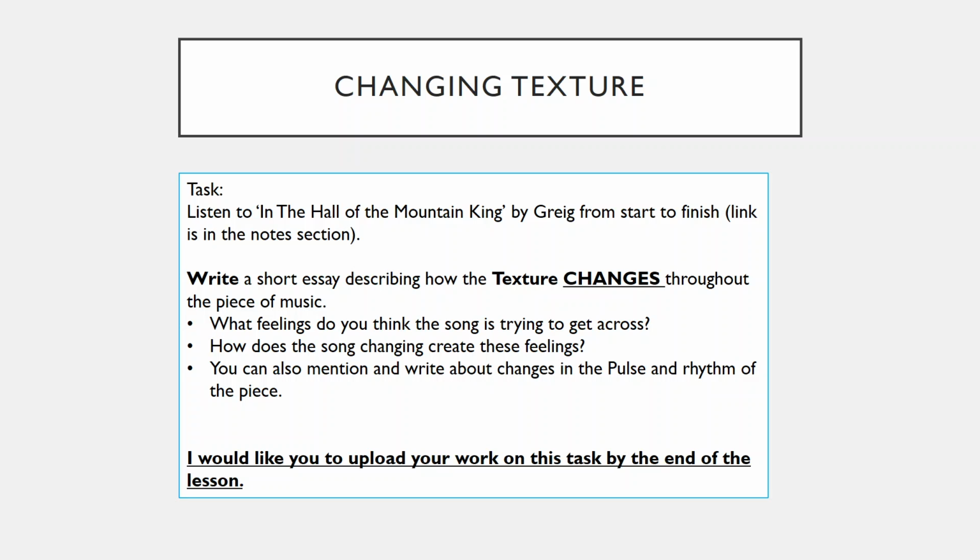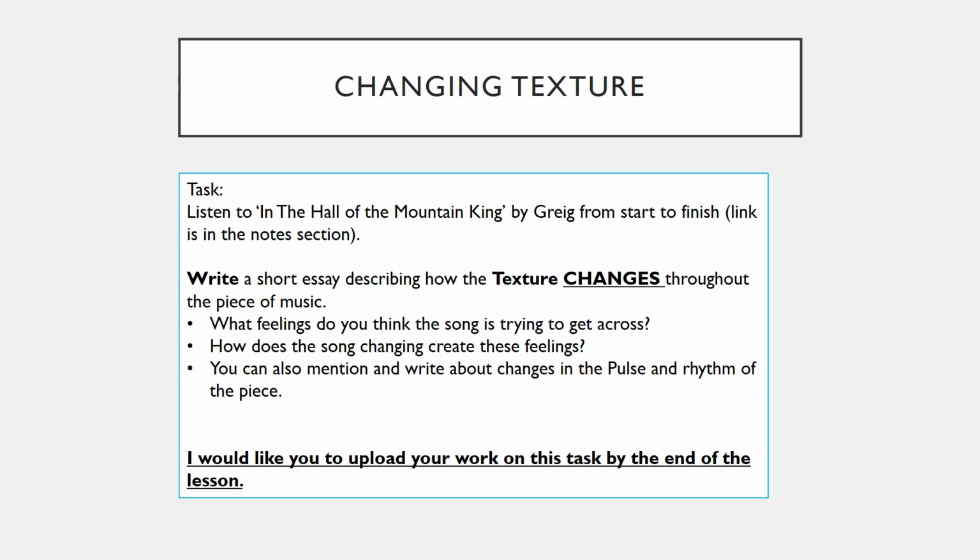Once you've done that, your next task is titled Changing Texture. So I'd like you to listen to a song. The song is called In the Hall of the Mountain King. It's by a guy called Grieg. I'd like you to make sure you listen to this song from the very start to the very finish. And again, I've put a link to the YouTube video in the notes below.